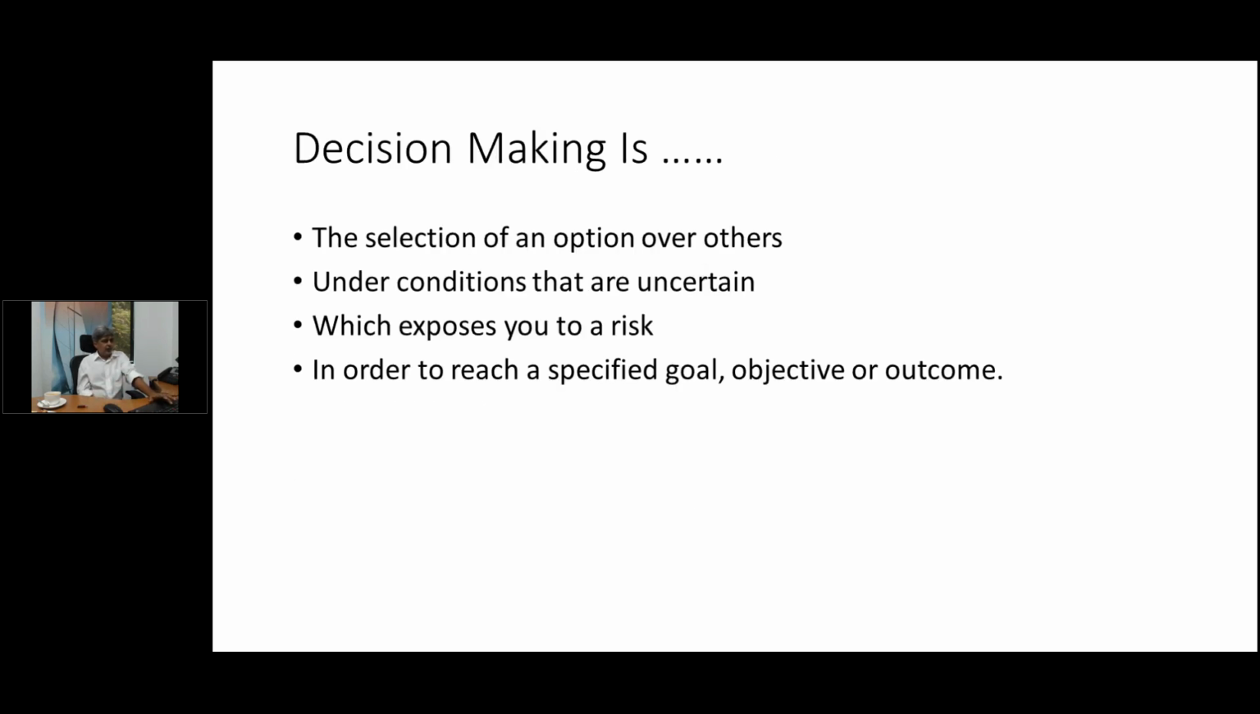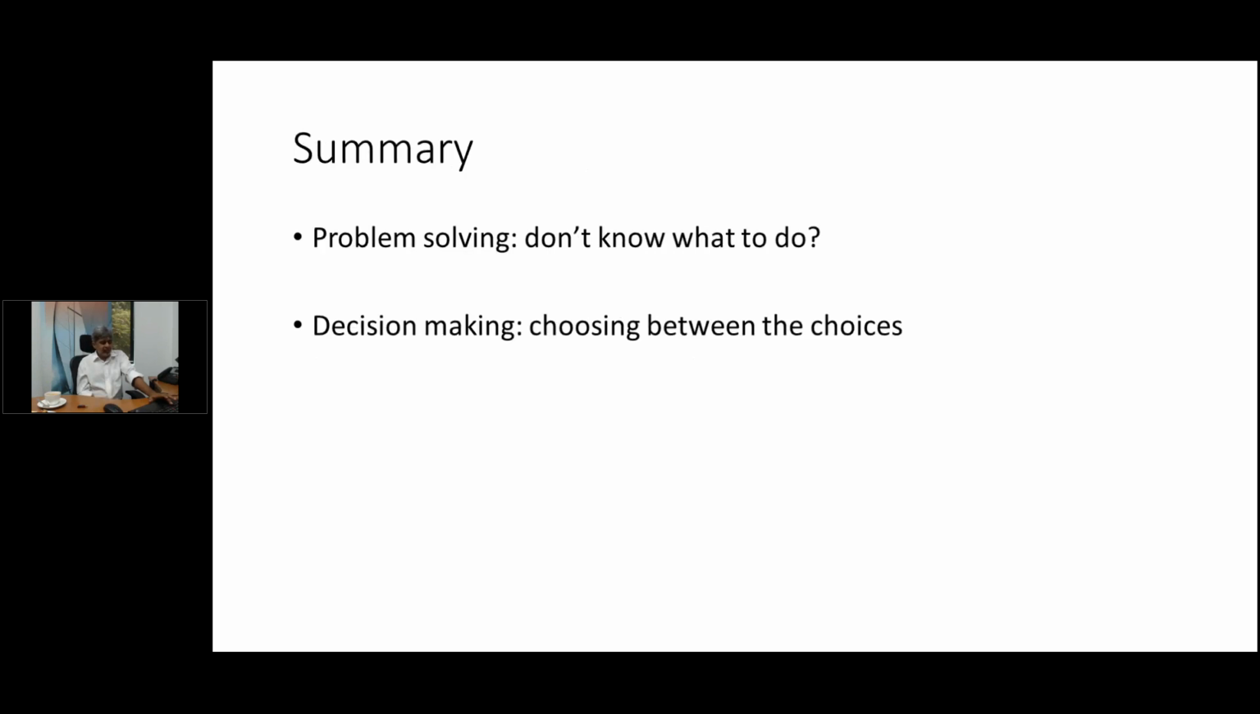Going through it very quickly: decision making is the selection of an option over others under conditions that are uncertain, which exposes you to risk, in order to reach a specified goal, objective, or outcome. That is what decision making is all about. And the summary is: problem solving is when you don't know what to do, that is the problem, and decision making is choosing between the choices. So this is the difference between the problem, problem solving, and decision making.